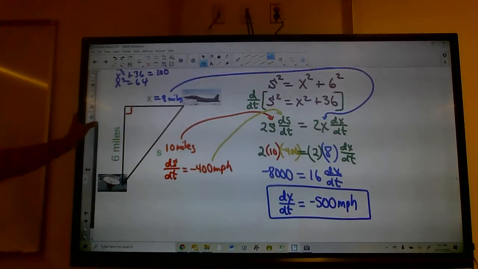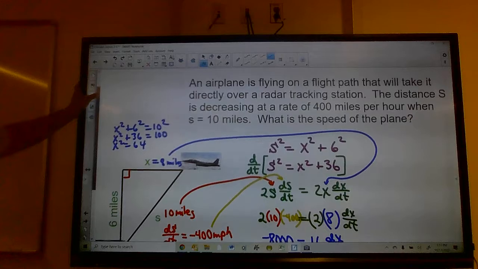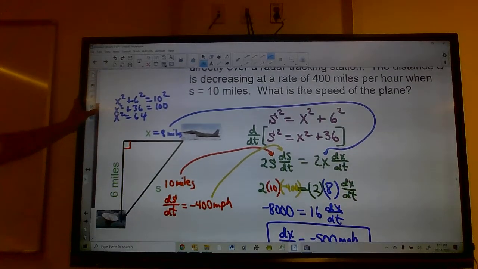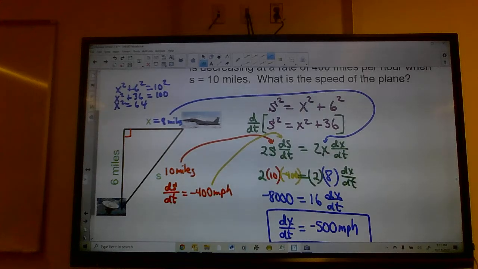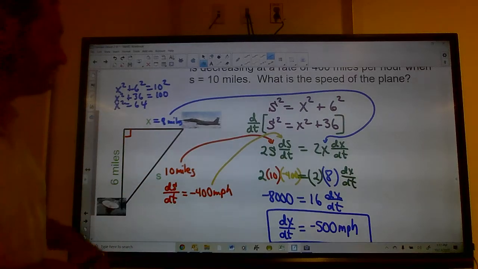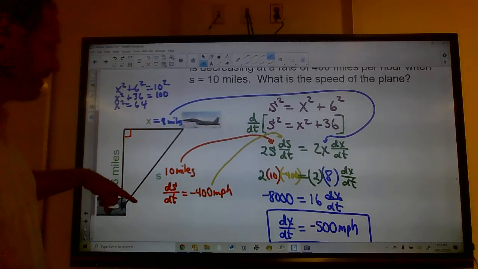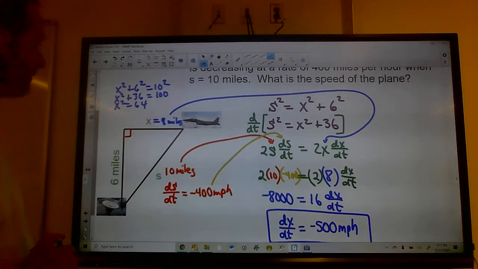Now, don't get speed and velocity mixed up. Speed would be the absolute value of the velocity. This would actually be the velocity, so the speed would be 500 miles per hour.